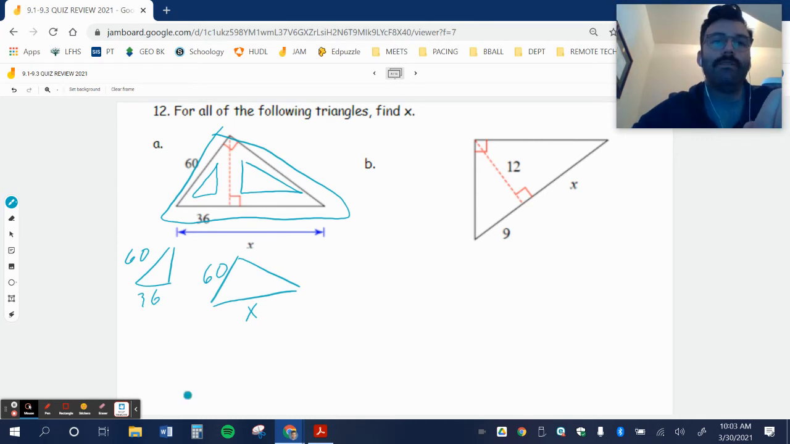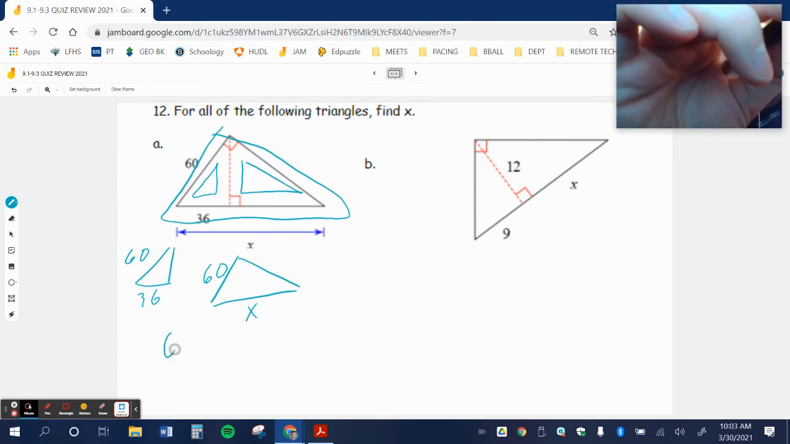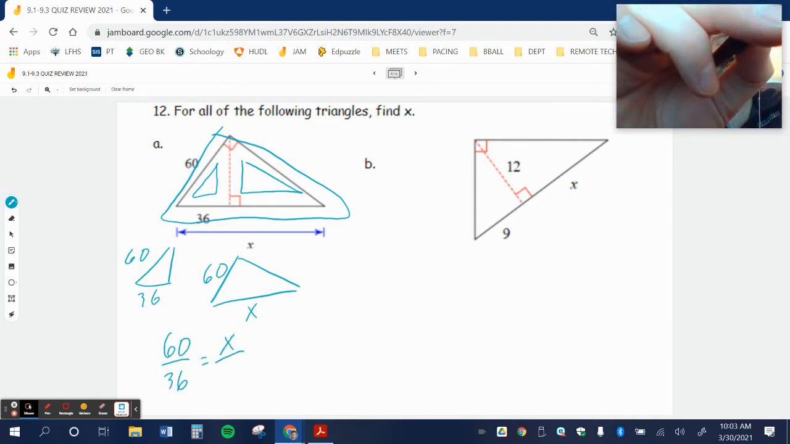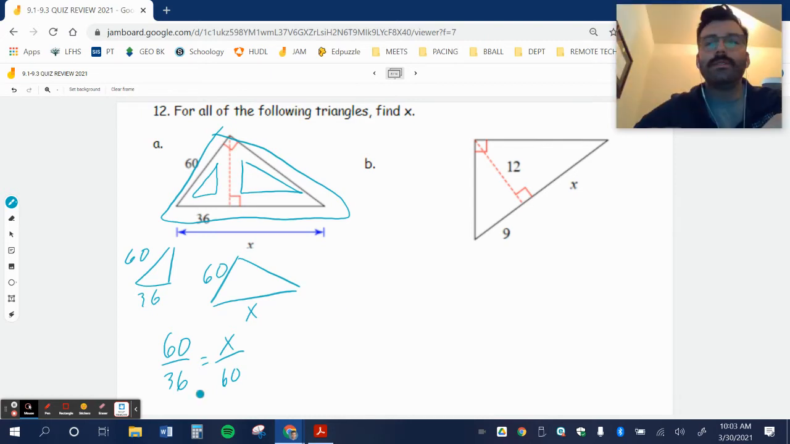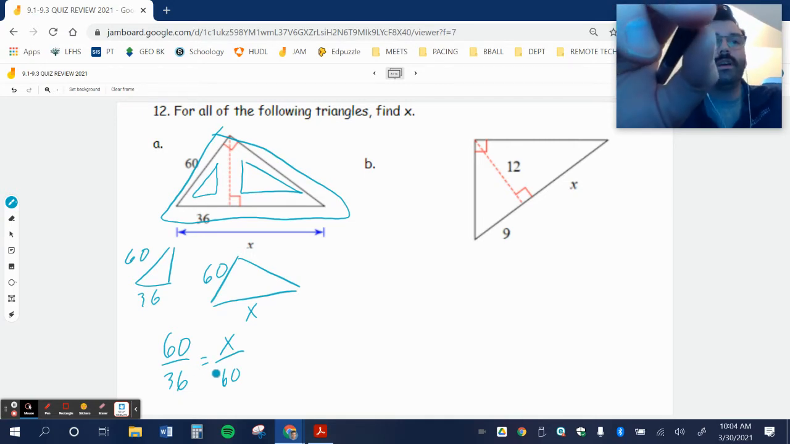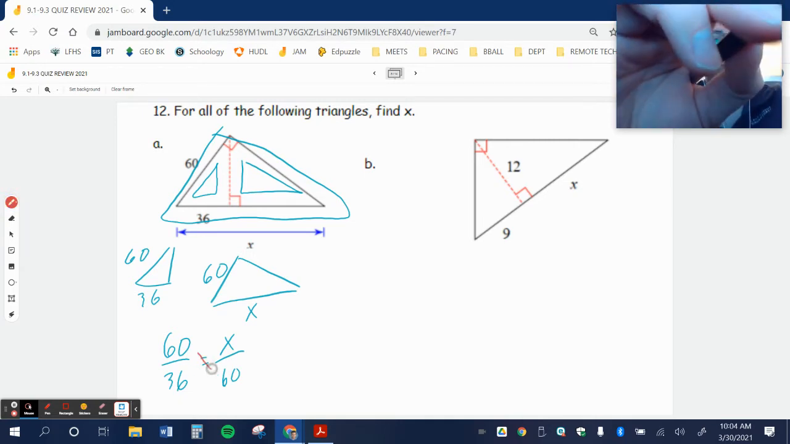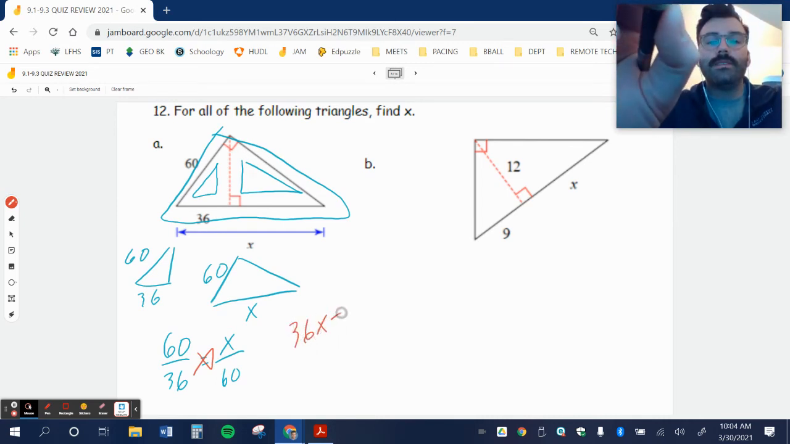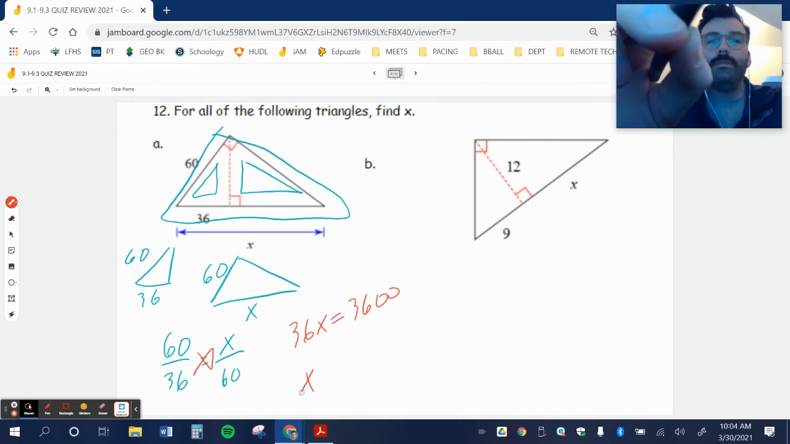Now I gotta think to myself, hey, what appears twice? Oh, the 60 appears twice. So I go 60 over 36 equals x over 60. Or I could also say 36 over 60 equals x. Or excuse me, 36 over 60 equals 60 over x. Cross multiply from here, now we're just solving a proportion. 36x equals 3600. Divide both sides by 36. X is 100.